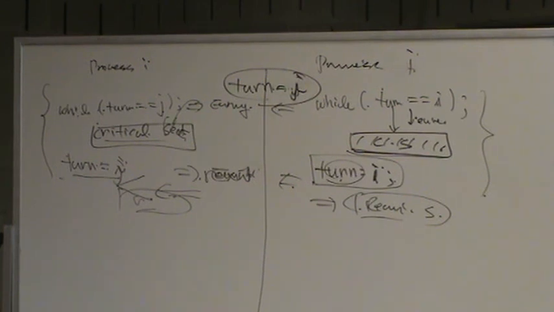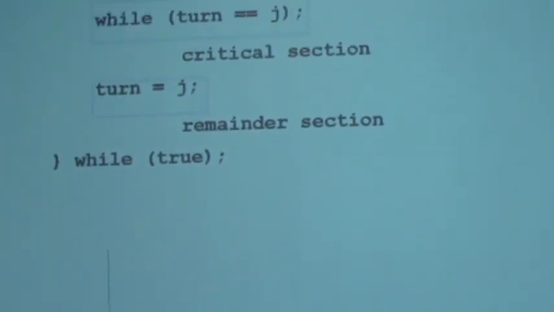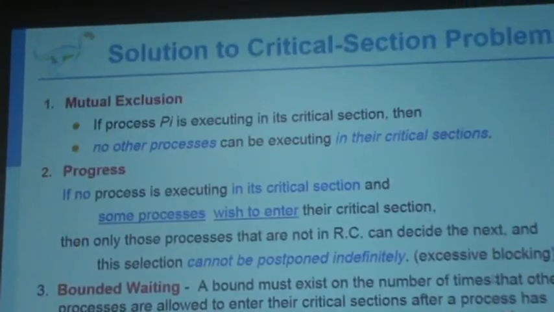This is just one example. I'd like to show what the critical section is, what the entry section is, and what the exit section is. To show such a structure, I gave you a simple example.